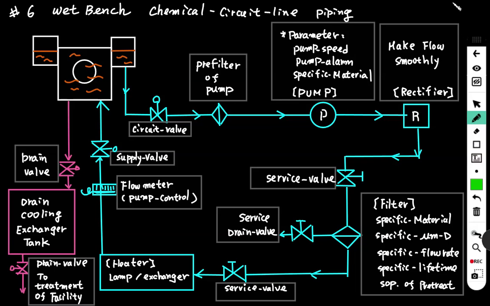Hello there, we are going to talk about the workbench chemical circuit line piping. As we talked about before, this is the out tank and this is the inner tank. The chemical flows in the inner tank and overflows to the out tank. And out tank, start the circuit line. The chemical flows through here and through the circuit valve.